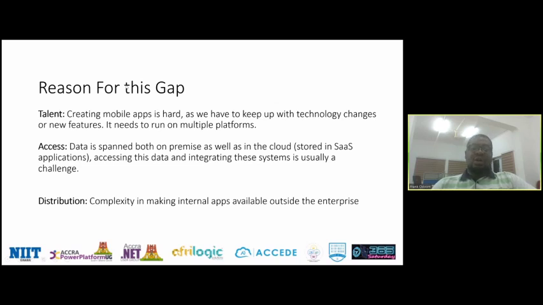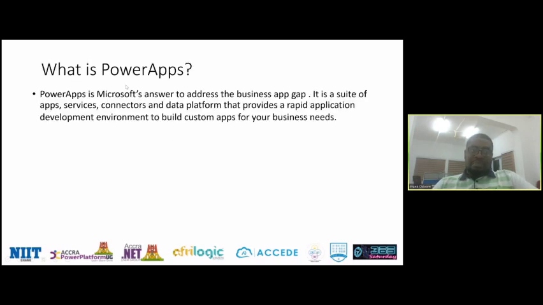Another thing is data. We have data scattered everywhere, on-prem, in the cloud, with third parties. How do you build a solution that quickly integrates with all this data? And a third reason that I discovered was distribution of the apps. If you build an enterprise app and you want to distribute it, there are so many things you have to go through. If you are from the Microsoft space, you have to set up Intune and all those policies and governance. That makes it quite cumbersome. So Microsoft introduced Power Apps to bridge this gap.